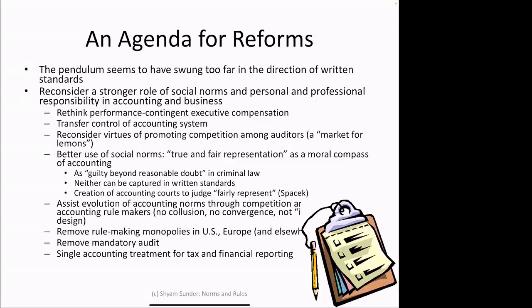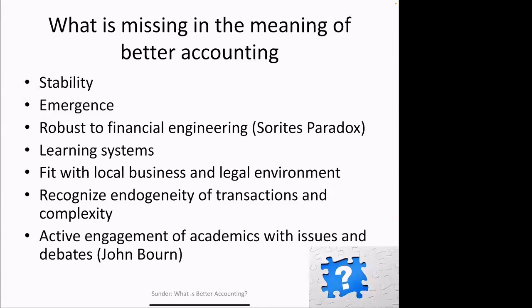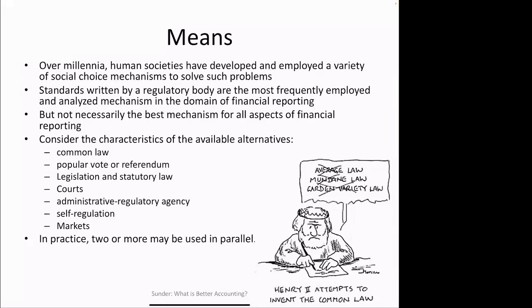So if you look at the past eight decades or so, the pendulum seems to have swung, in my judgment, too far, but you may not agree, in the direction of written standards. And we could reconsider a little bit stronger role for social norms and personal and professional responsibility in the domain of accounting and business. I won't go into much detail here, but if we follow the example of what lawyers do, can we use guilty beyond reasonable doubt, as they use in criminal law, similar kinds of judgments in accounting, instead of, in the title of my talk, I talked about means.